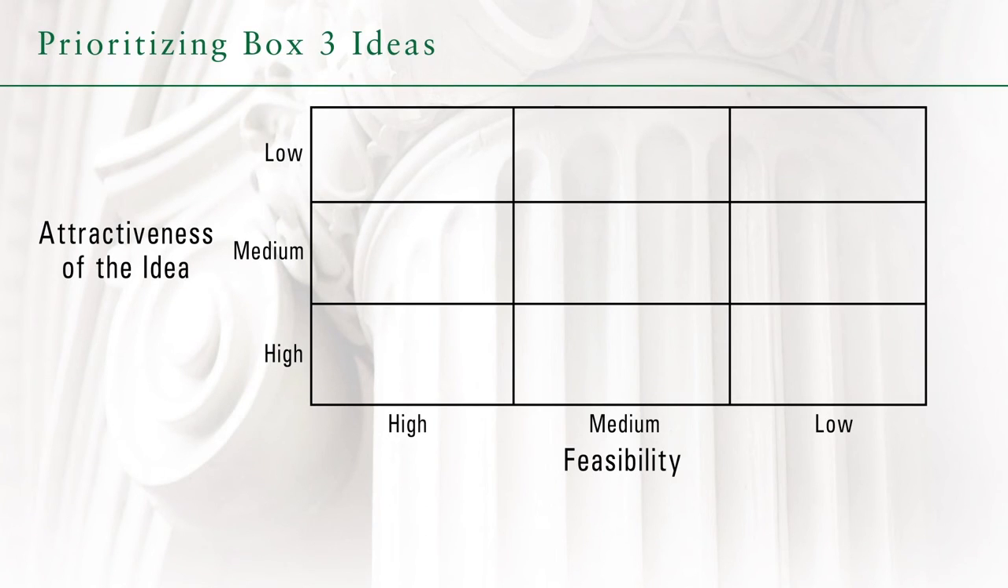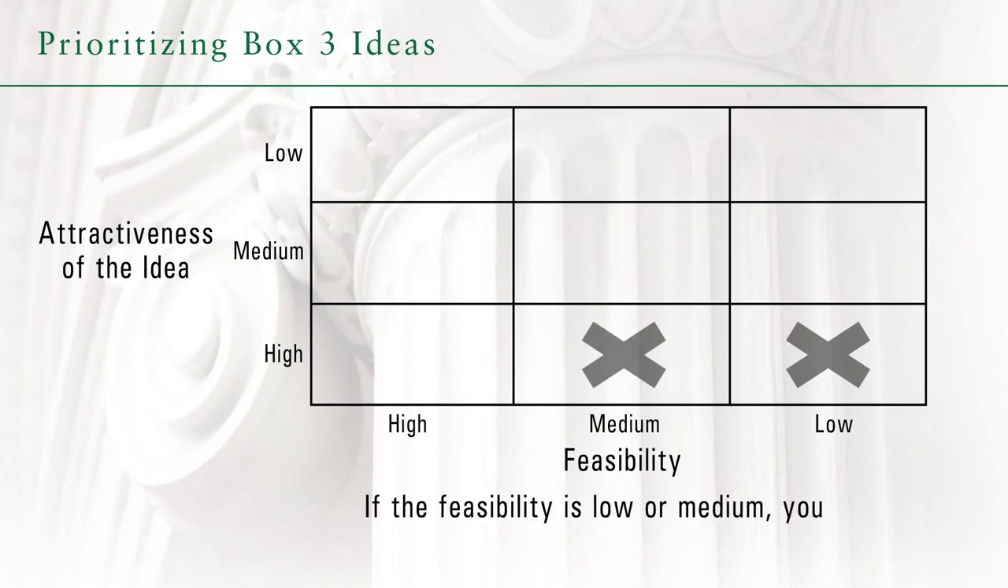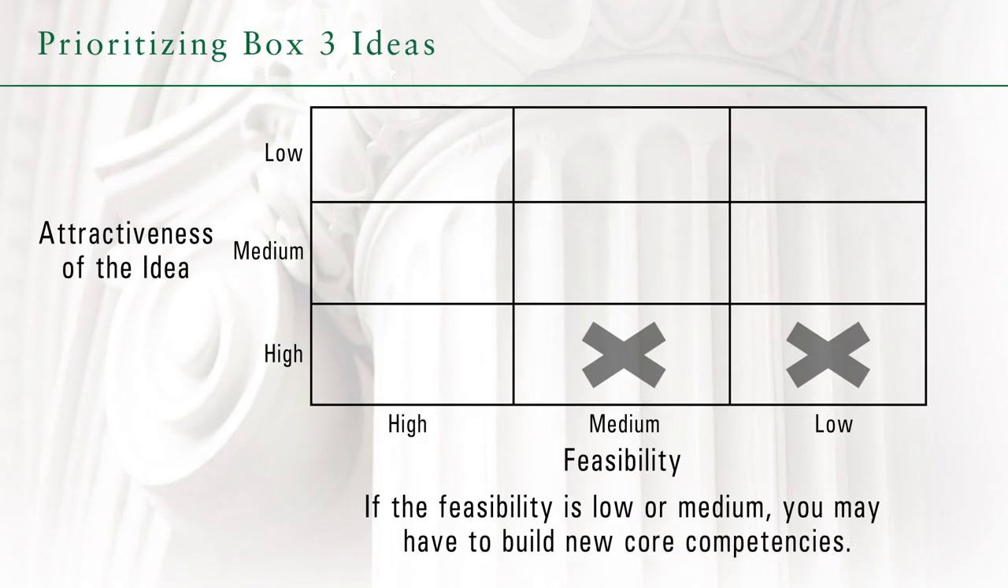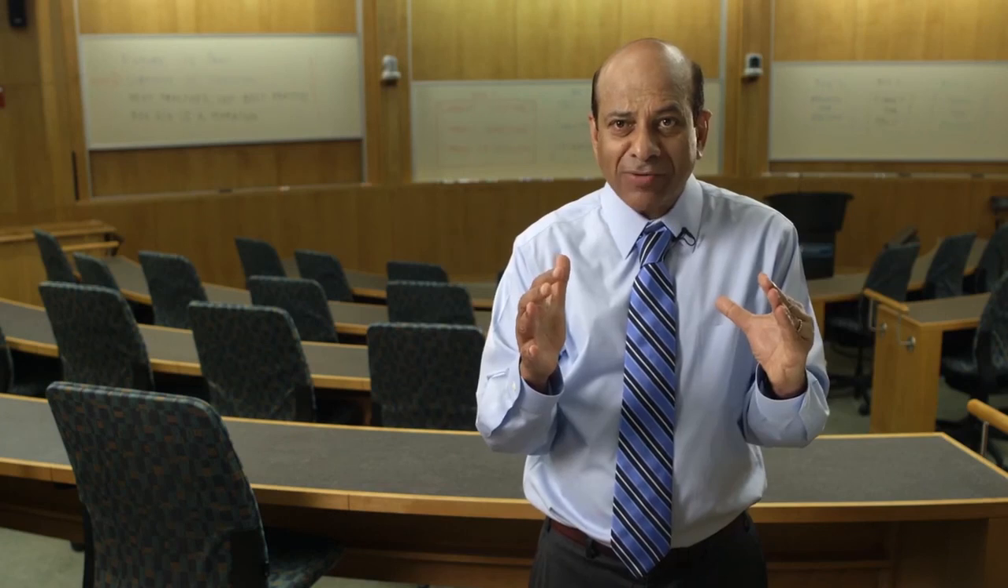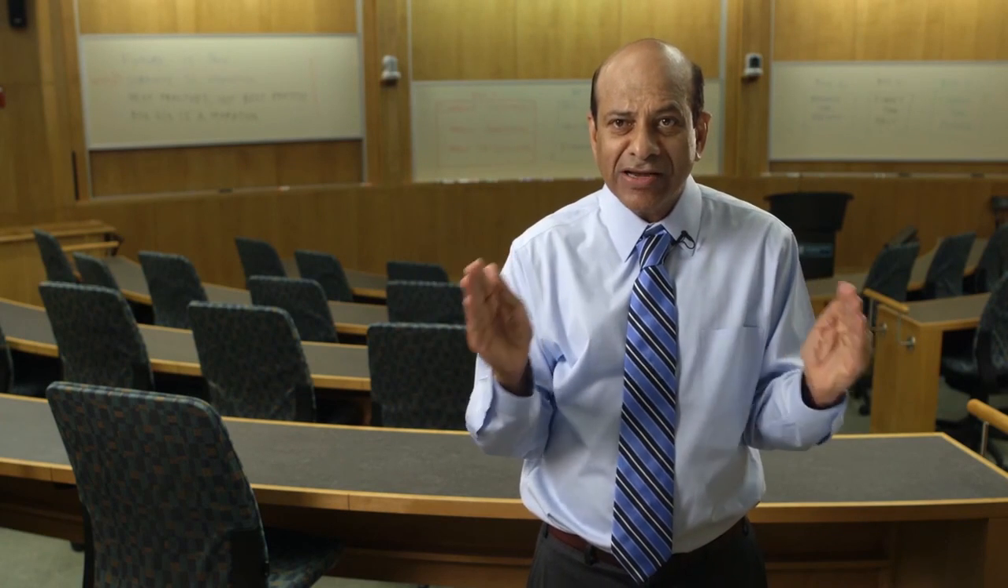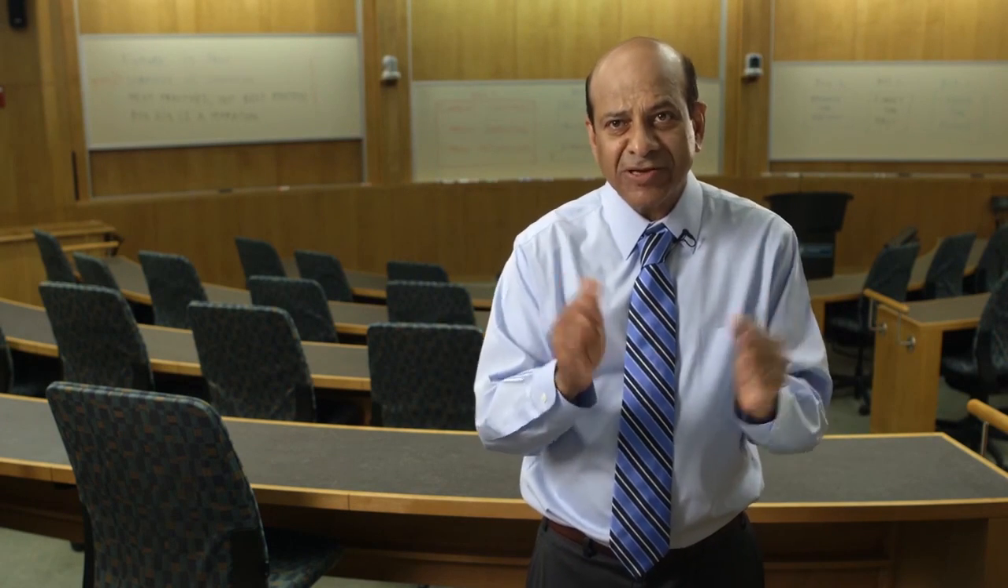What I'm trying to say is, even if the feasibility is low or medium, what that tells me is you may have to build new core competencies. You don't have all the competencies it takes to execute that idea today. Then it becomes an organizational challenge for you to construct those core competencies. So use these criteria in scoping out from your list of box 3 ideas to your top 3 choices.